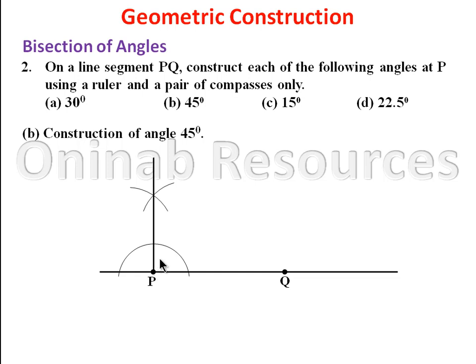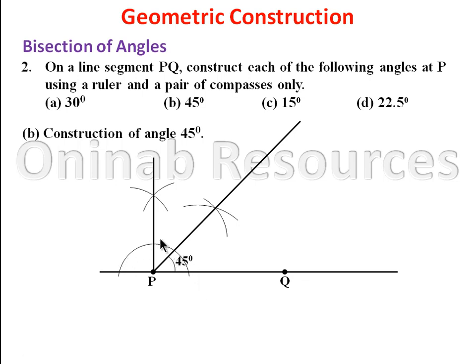So this is angle 90 degrees. So we are going to bisect this 90 degrees to get 45 degrees. So this is our point of reference for the bisection. So we take this point as center, opening a reasonable radius. We still maintain the radius used here. Draw an arc to the right. Now take this point as center, draw another arc to this point, and join their point of intersection to P. We have this, and this angle here is 45 degrees.